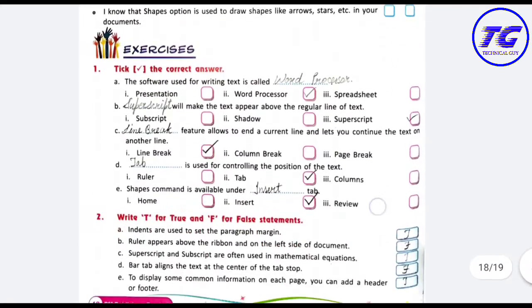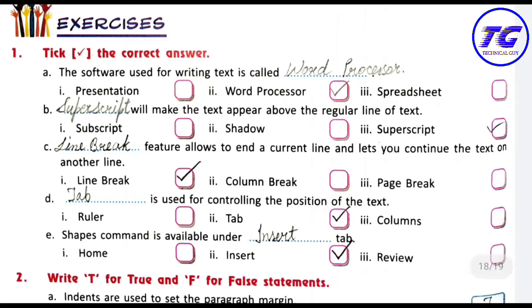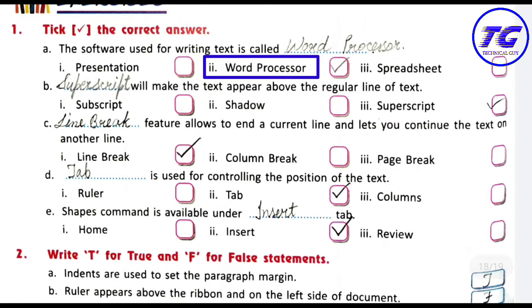So here we have the back exercise of this chapter. First is tick the correct answer. First one: the software used for writing text is called. We are given presentation, word processor, and spreadsheet. We know that for typing or for writing the text we use a word processor. So the correct answer is word processor.